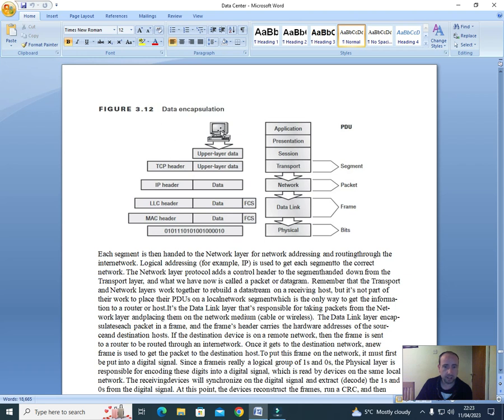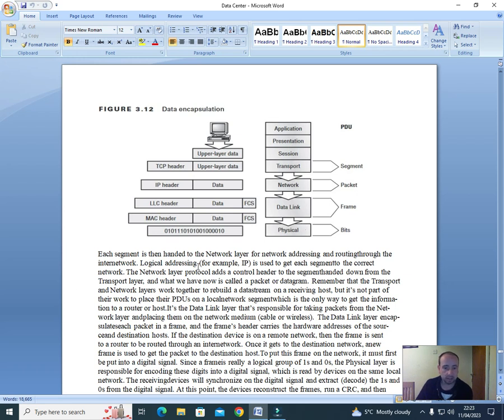So I see here data encapsulation: upper layer data, TCP header, IP header, LLC header, MAC header, data, FCS, and application, presentation, session, transport, network, data link and physical. So this here would be the OSI model.